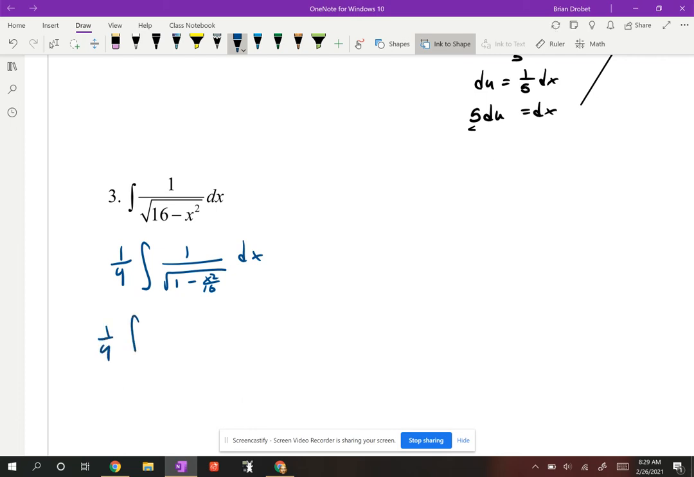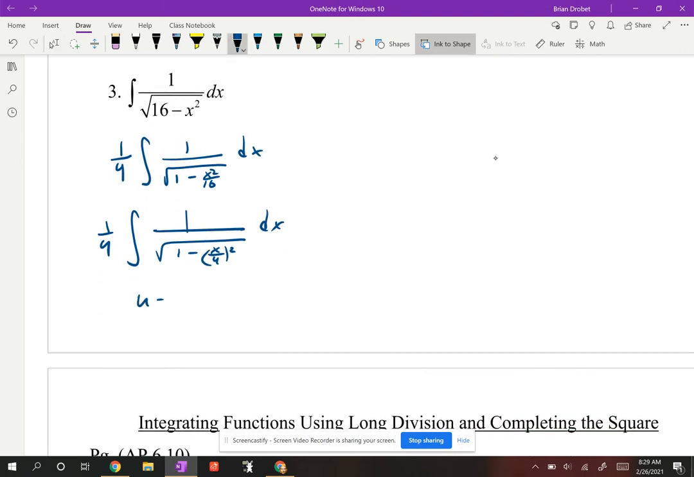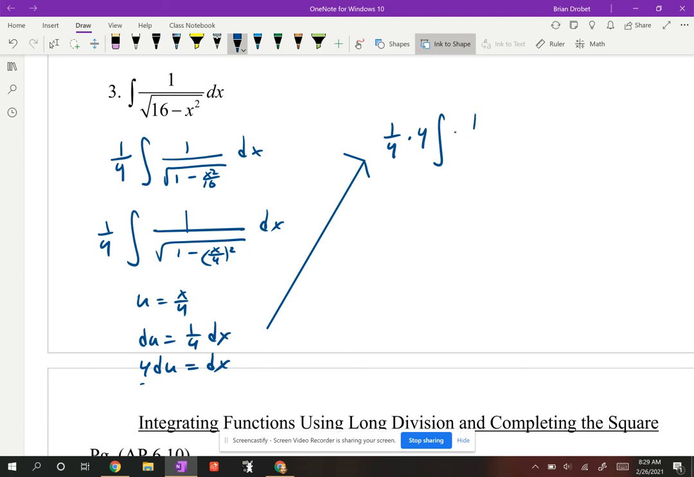I'm going to express the squared part of this as a single quantity squared. I'm going to do a u substitution, letting u equal x over 4. That makes du equal to 1/4 dx, or 4 du equal to dx. So my integral is going to become, I've got a 1/4 outside already. I'm going to add an extra 4 from right there. Integral 1 over square root 1 minus u squared.